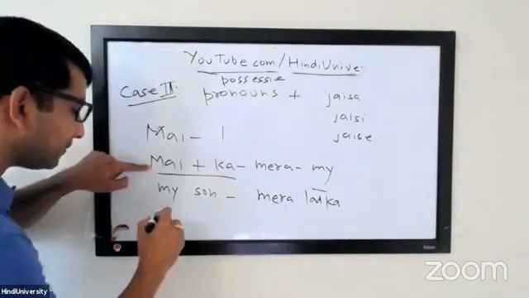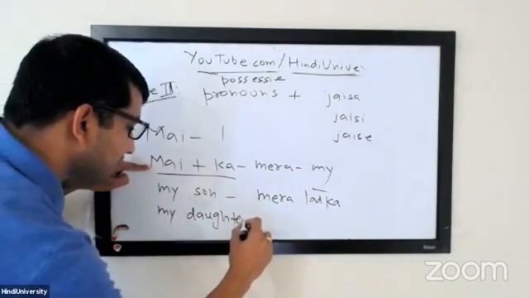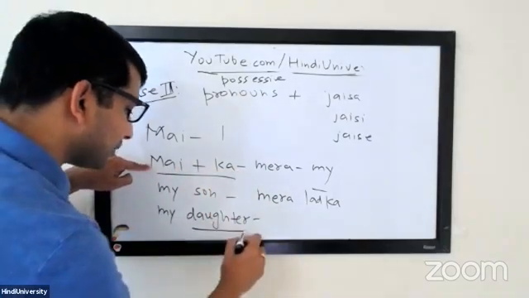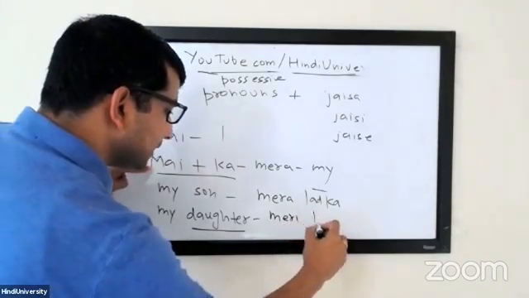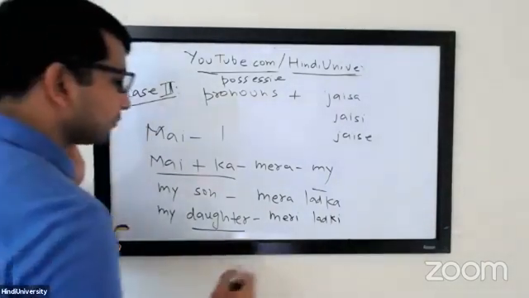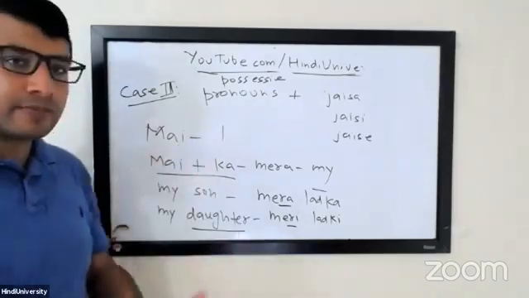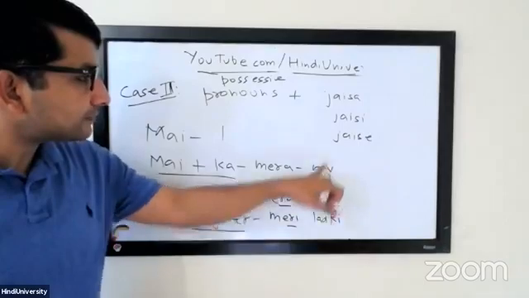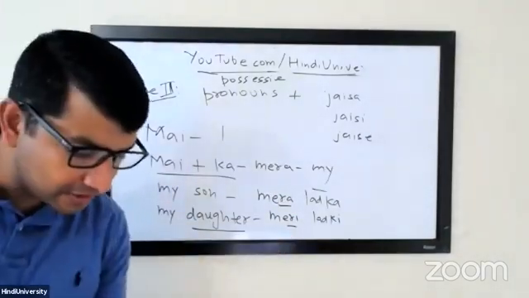Okay, if I want to say my daughter, it would be main with ki, because I'm talking about my daughter, right? So it would be meri ladki or meri beti. Okay, so those are your possessive pronouns, mera, meri, compared to main, which is your main pronoun. Now you can put jaisa, jaisi, jaise after possessive pronoun as well. Okay, that's your case number 3.